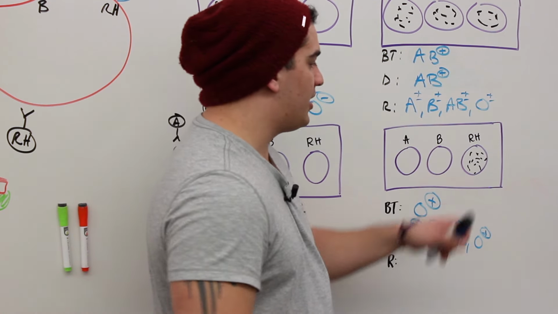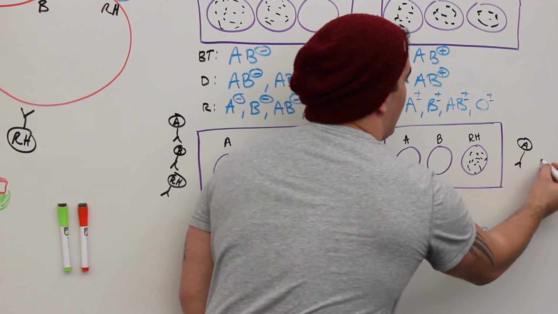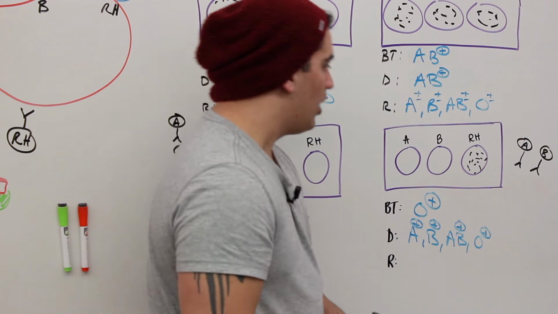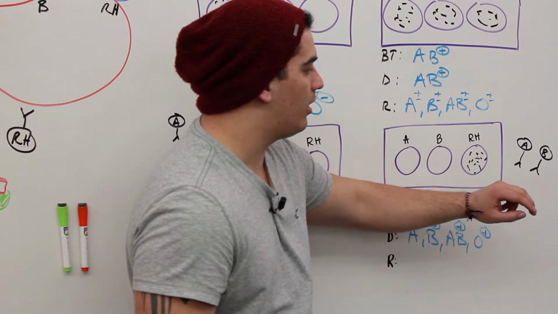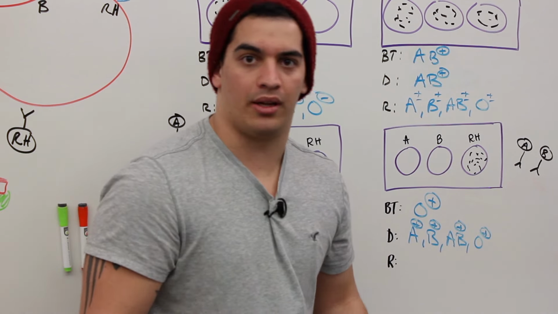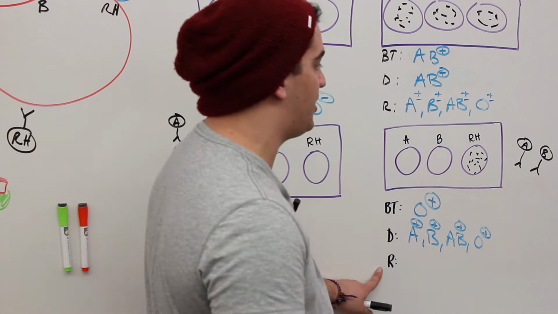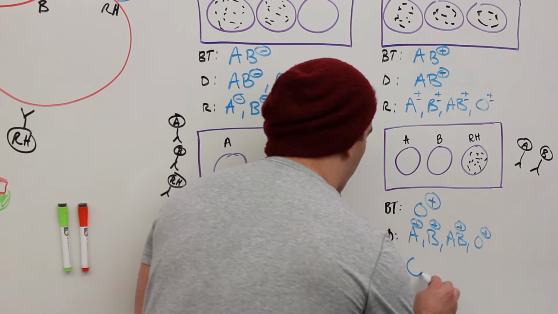What type of antibodies does this person have in his circulation? He has anti-A antibodies and anti-B antibodies. So if you try to give this person A blood, B blood, or AB blood, it would actually cause clumping. So that's not good. We do not want that. So again, he can only receive from O in general. He can only receive from himself. So he can only receive from O.